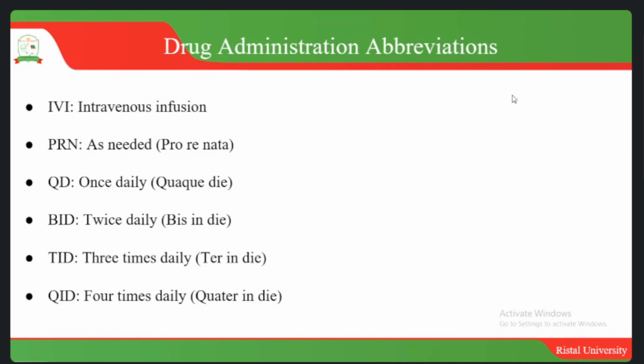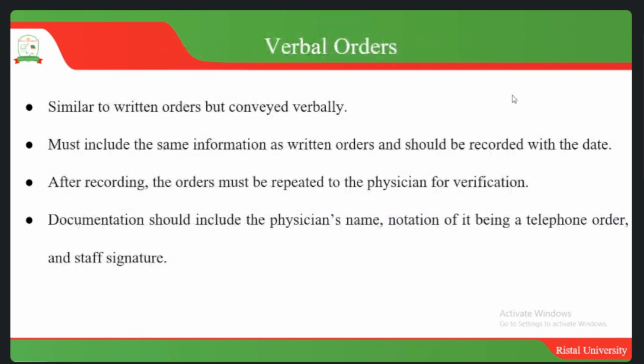Then QID, QID is 4 times daily. The patient takes the drug after every 6 hours. So you have to give the patient these instructions in relation to hours, and they'll be able to take this drug according to the recommended time or frequency.